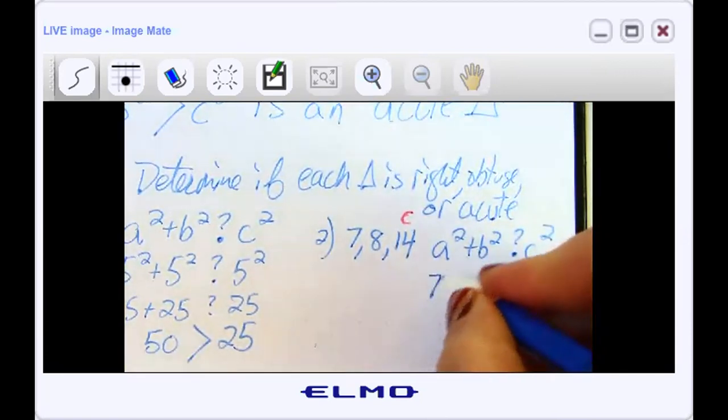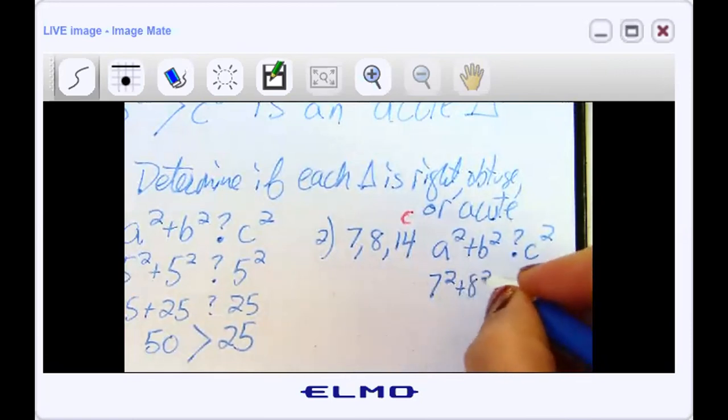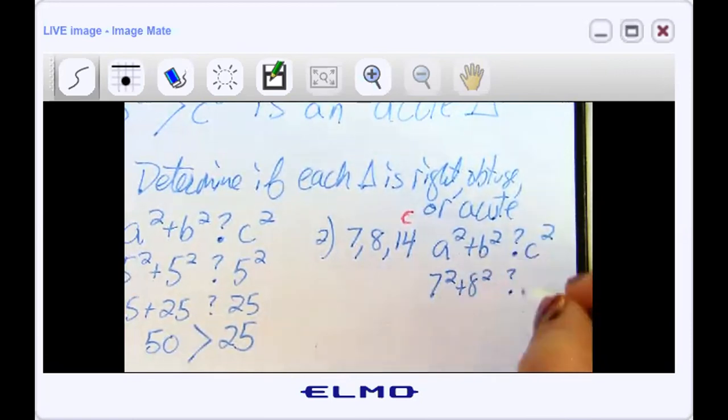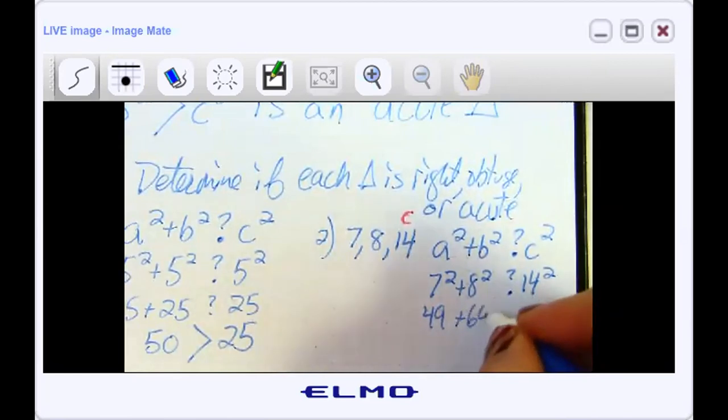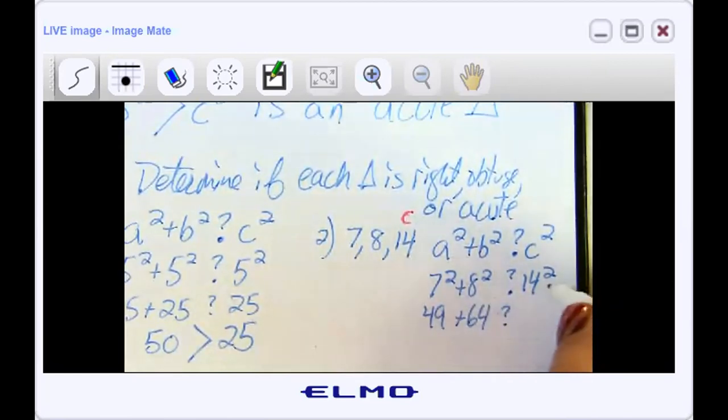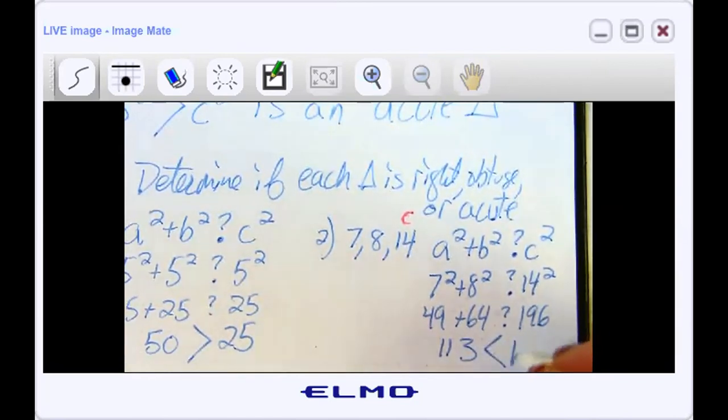So I'm going to do 7 squared plus 8 squared. And we're going to see how that matches up with 14 squared. All right, so let's see. 7 squared is 49. 8 squared is 64. How does that match up with 14 squared, which is 196? All right, 49 and 64 just so happens to be 113. So 113 is definitely less than 196.